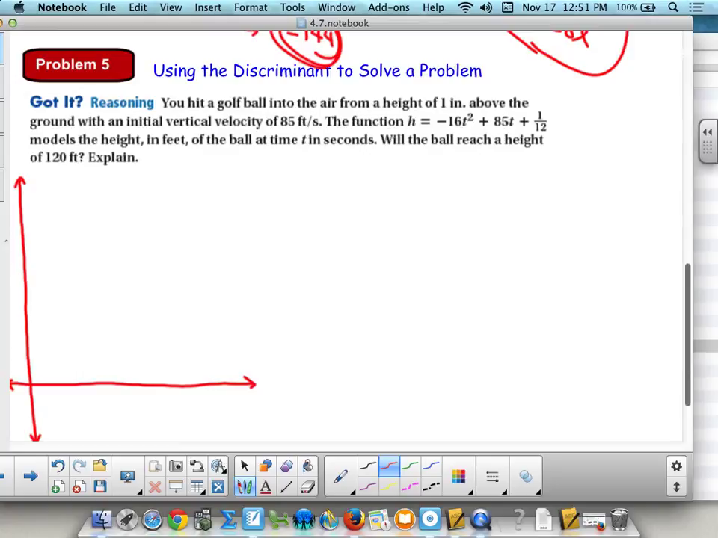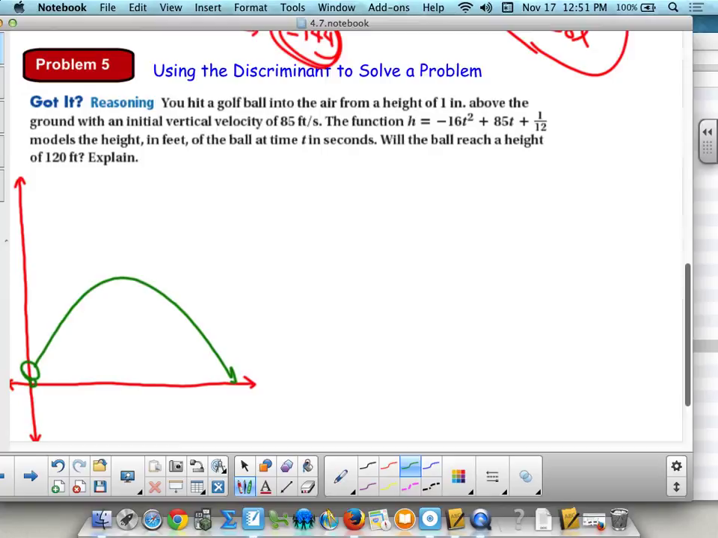You hit a golf ball into the air from a height of 1 inch above the ground. Why 1 inch? It's on the tee. So to me, I'm going to go like this. I'm going to go up. There's the tee. There's the ball. You hit the ball. Probably lands on the ground over there, right?